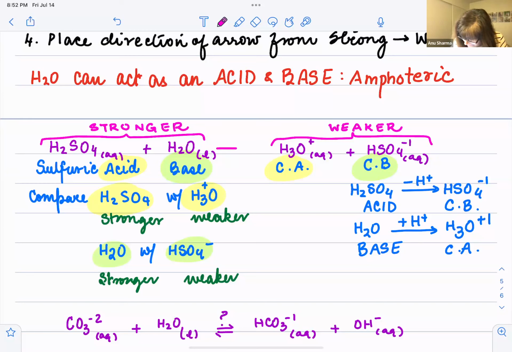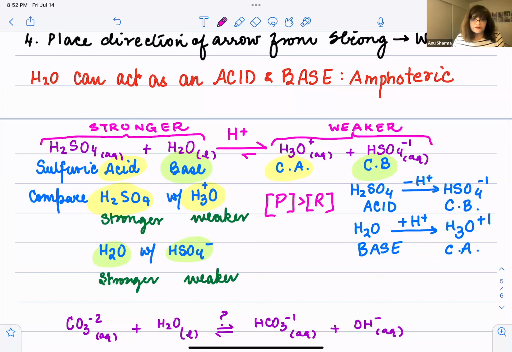Like that. And then a little bit backward. It is still going to be... So the protons are going to be transferred from the stronger to the weaker side. So what is going to be mostly in the reaction? Mostly what are present in the reaction. If it's moving forward, mostly products will be there. So the concentration of the products is more than the concentration of the reactants. So mostly products in this case.